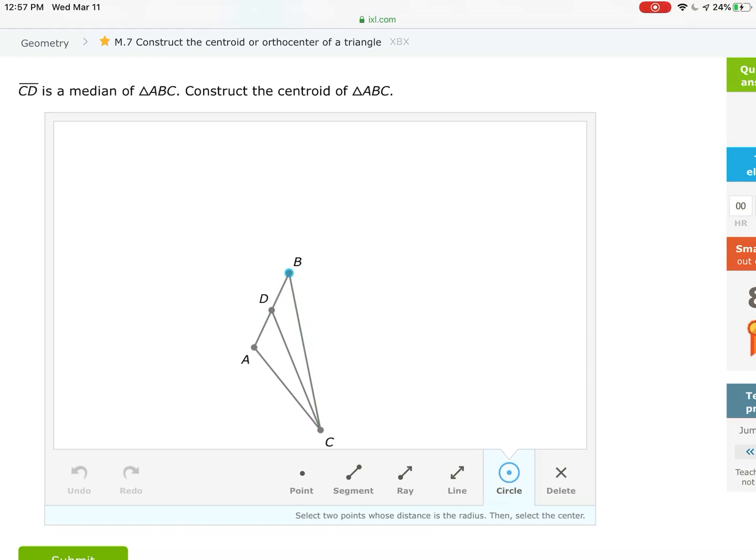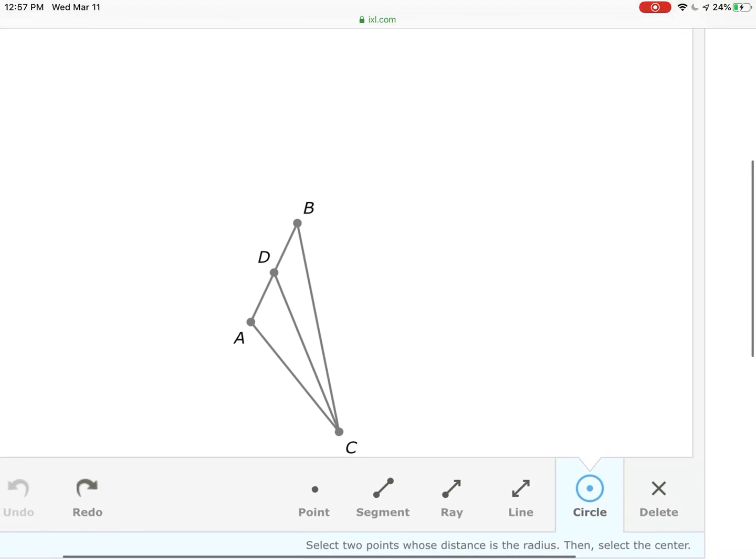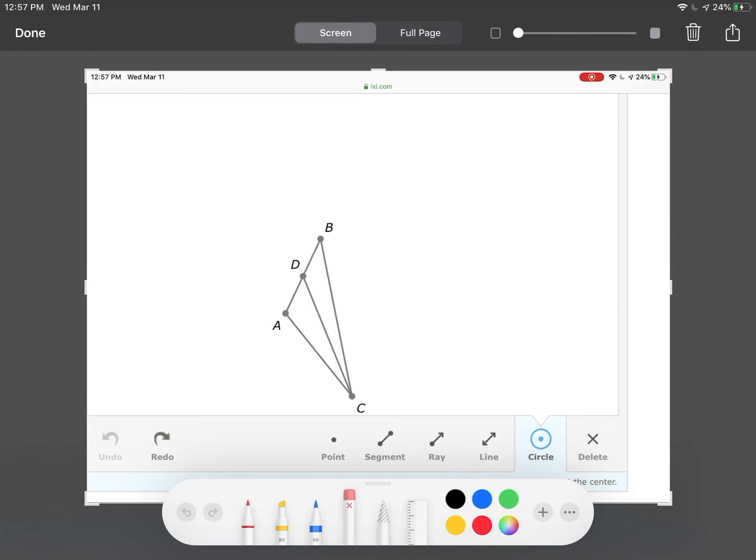So what we do is we take the circle tool, draw a circle starting from B of radius BA, but we're going to plot it at B. Oh no, I'm sorry, that's not how we do this. Back up. The median is a line that goes from a vertex to the midpoint on the other side. So what we need is the midpoint that makes this side equal to this side.